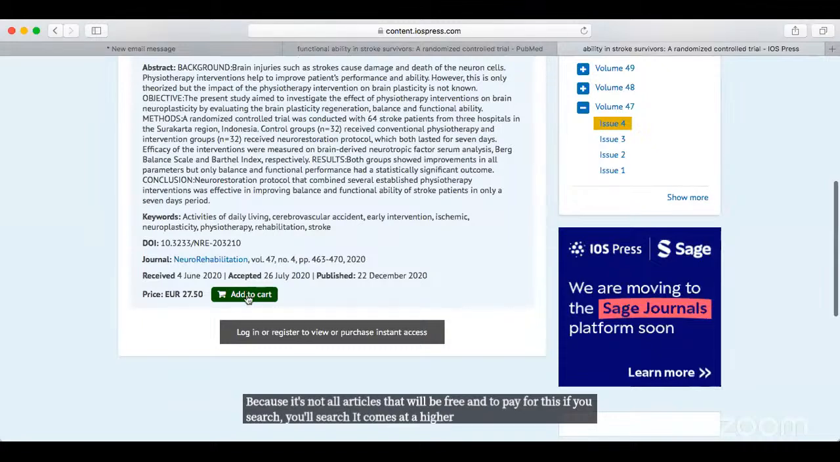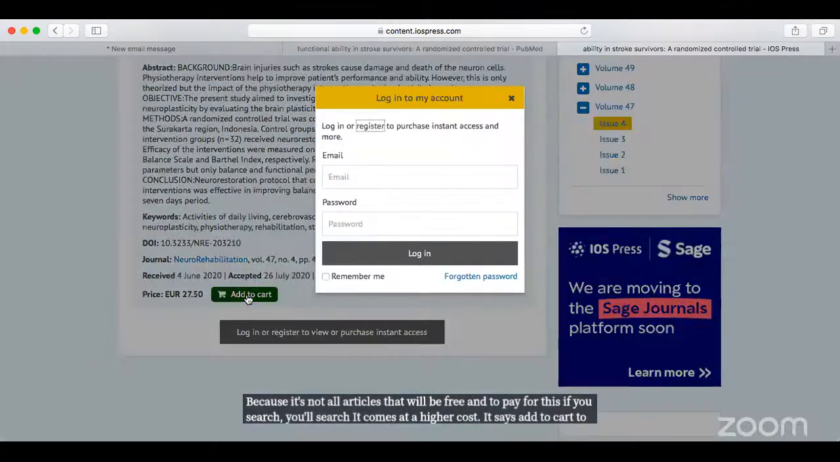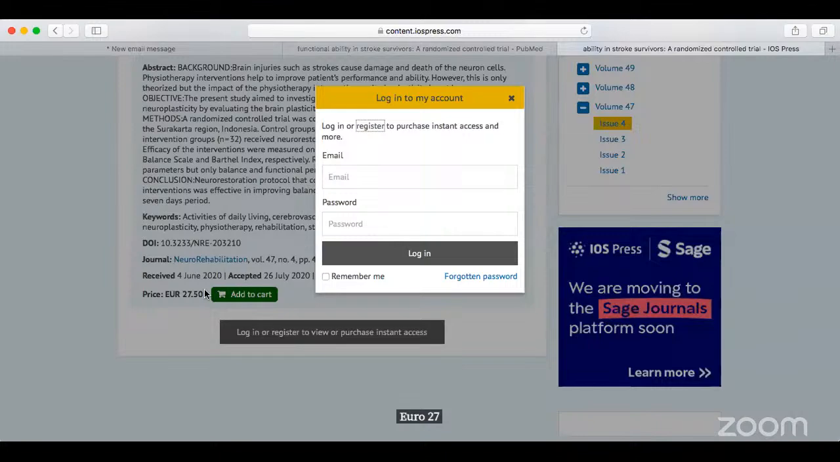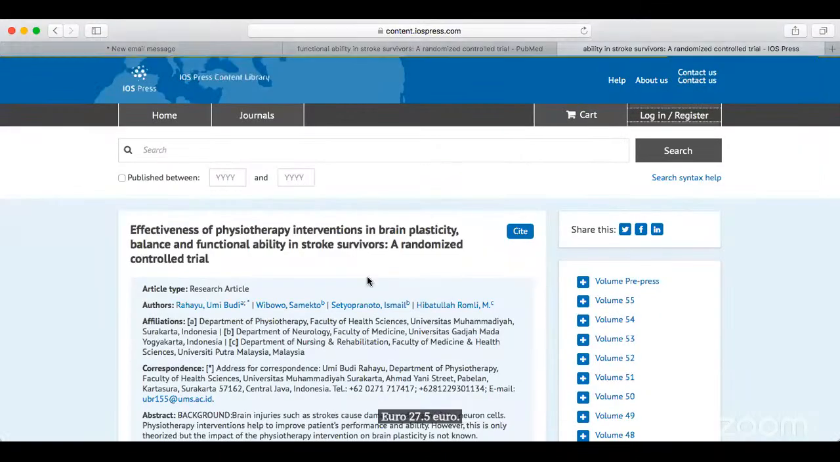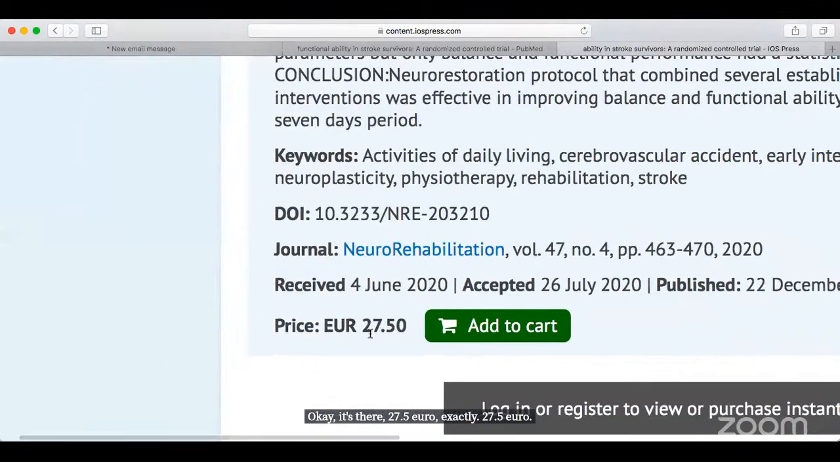It says add to cart. 27.5 euro. Okay, it's there, 27.5 euro, exactly. Can you see that?